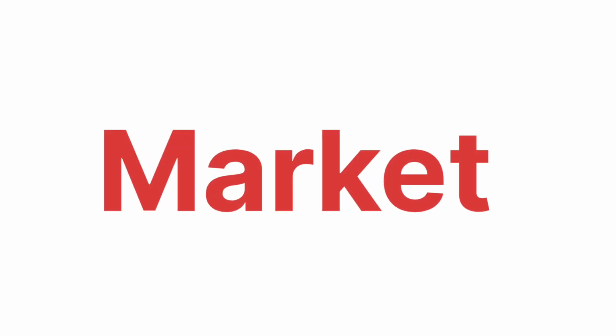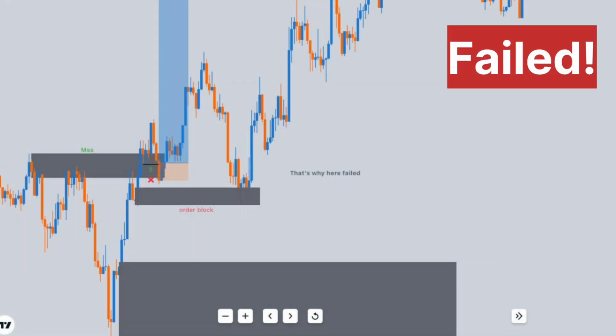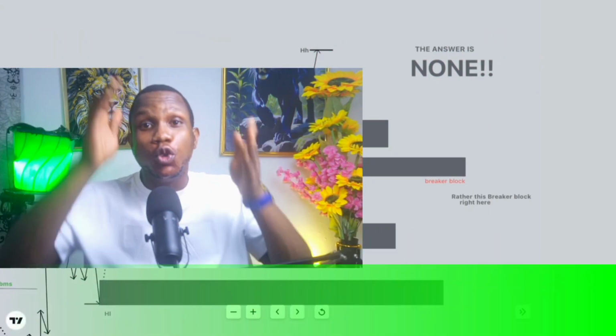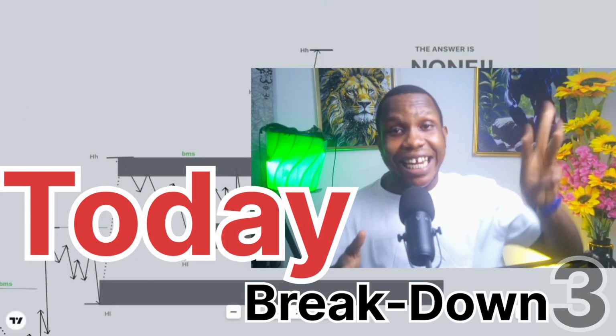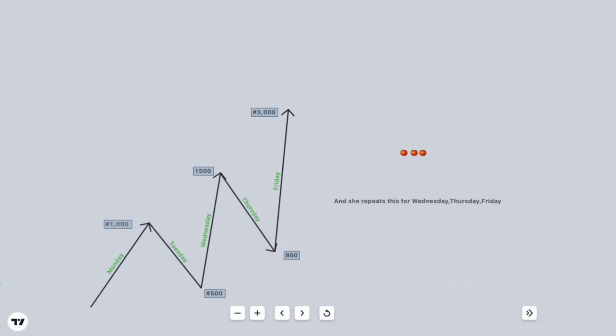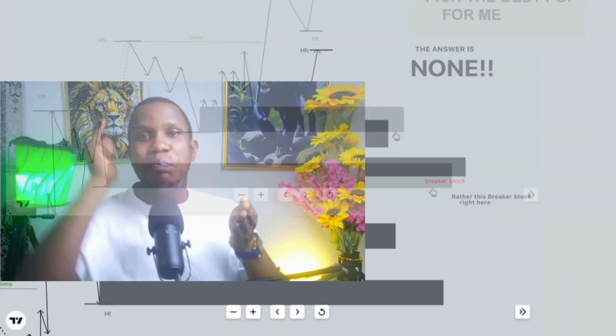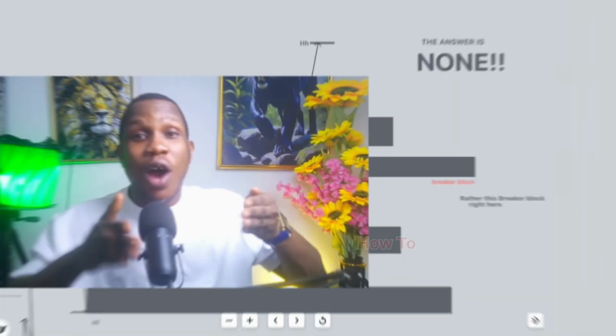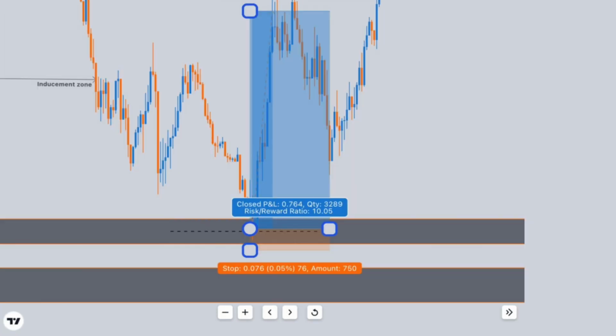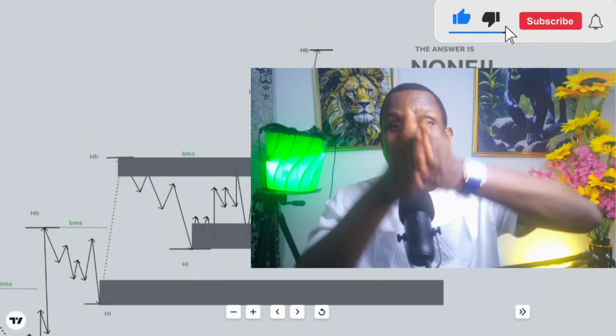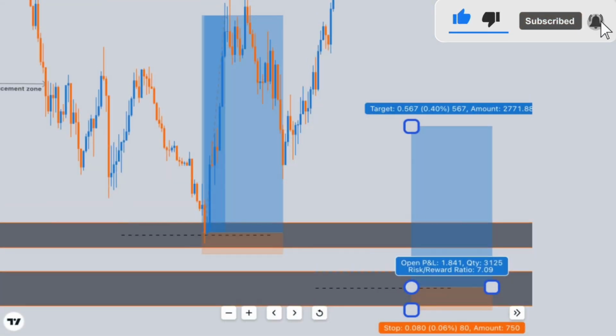Why does the market always reverse after you enter a trade? Because you overcomplicate order block, structure, and liquidity. Today, I will break down these 3 like you're a 5-year-old. I will show you how to pick the best POI, how to catch real moves live. At the end, you'll be able to catch your own sniper entries yourself.